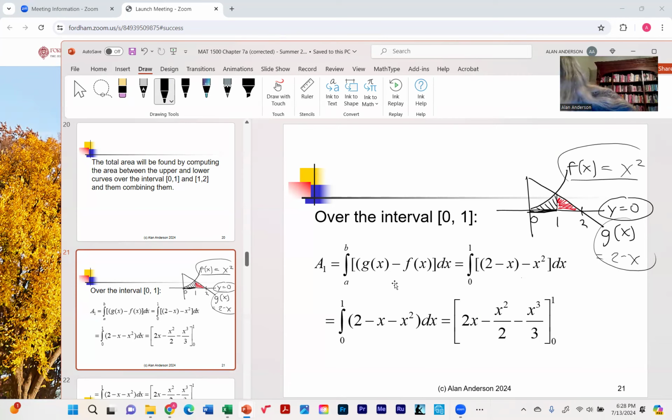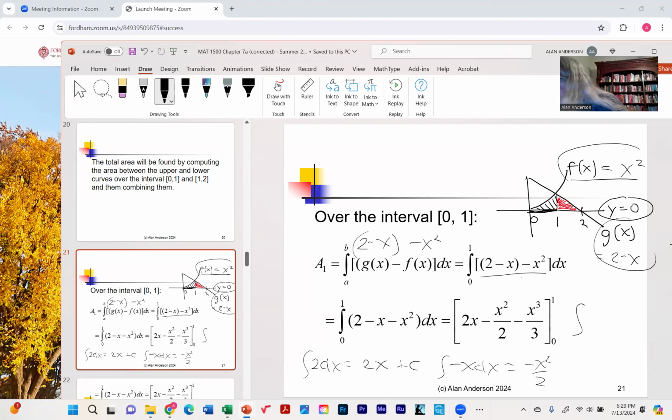And so remember, g of x is 2 minus x. And here we subtract x squared. So this is where we're actually integrating. And you can see that we can break this up into 3 separate terms and evaluate each one using the power rule. Okay, so for example, the integral of 2 dx is 2x. The integral of minus x is minus x squared over 2. And then the integral of minus x squared is minus x cubed over 3.